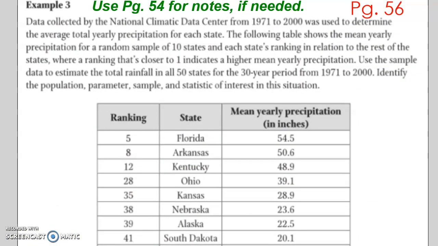All right, example 3. So it looks like we've collected some data from 1971 to 2000. It's average total year precipitation for each of the following states listed below. We have a sample of 10 states. And basically, we want to use this sample to estimate the total rainfall in all 50 states over a 30-year period. So that's the math that we're going to eventually calculate.